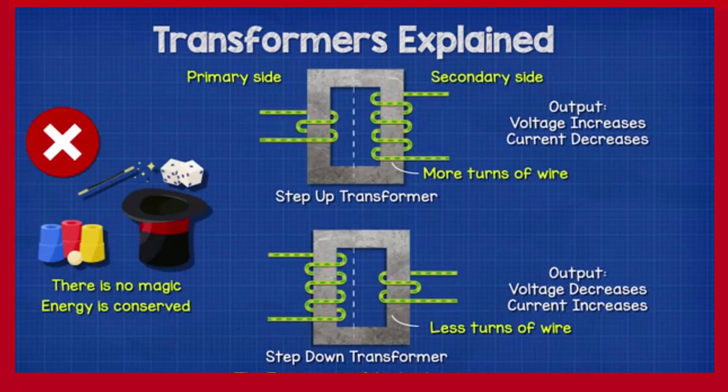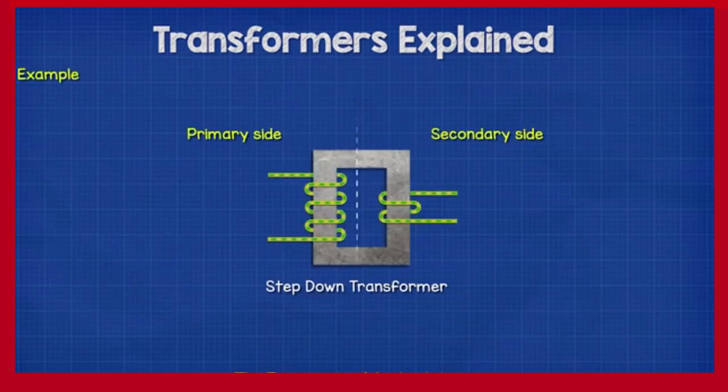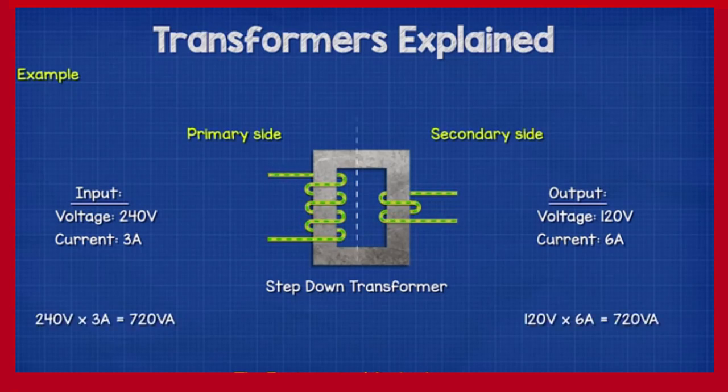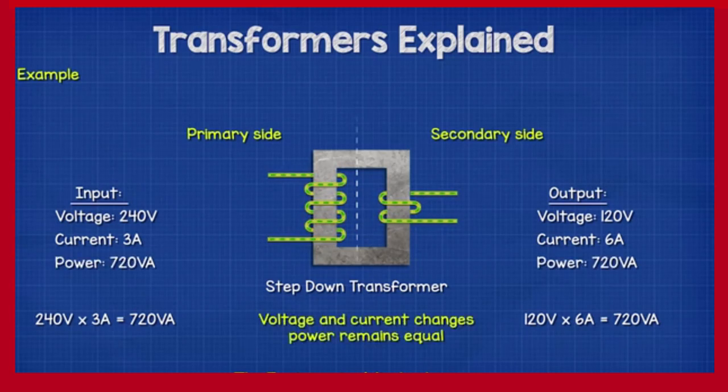Now, this isn't a magical device that produces more energy than it receives. For example, a step-down transformer might receive 240 volts, and it outputs 120 volts. We see that the voltage halves, but the current doubles. If we multiply the voltage and current, we see the same value on each side. This is the volt-amp value, which is power, or apparent power. And that has to remain the same.